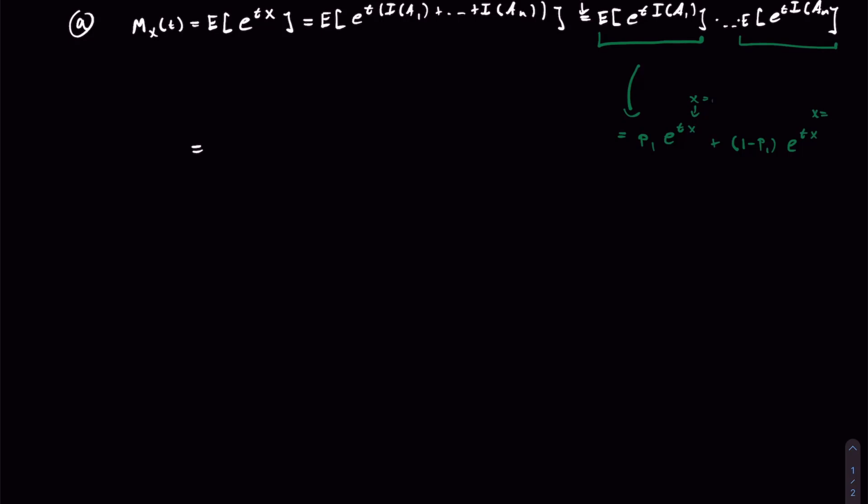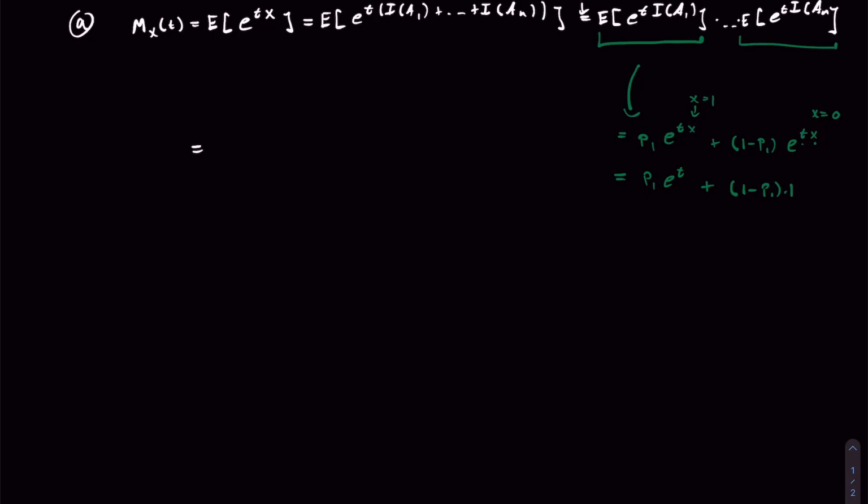My bad, this should be in the other direction. This is when the indicator equals 1, and this is when it equals 0, because the indicator equals 0 is the complement. P1 is when it actually occurs, when the indicator equals 1. And this then simplifies to P1 e to the t plus 1 minus P1 times e to the t times 0, which is just 1. So it's e to the 0, so it becomes 1 here, okay?